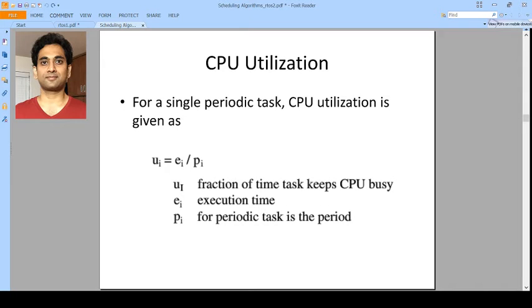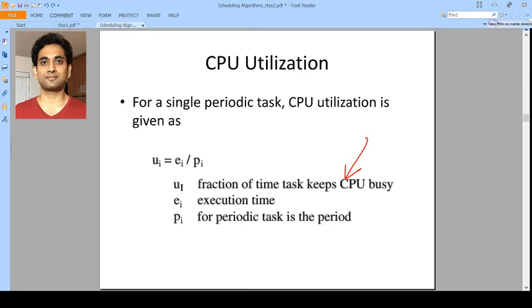So a measure of CPU utilization for a single periodic task is given by this quantity Ui. Ui is the fraction of the time the task keeps the CPU busy: execution time, Ei, over Pi, the period of the task. That is a ratio, a measure of the fraction of CPU utilization. And we want the CPU utilization factor to be as high as possible.